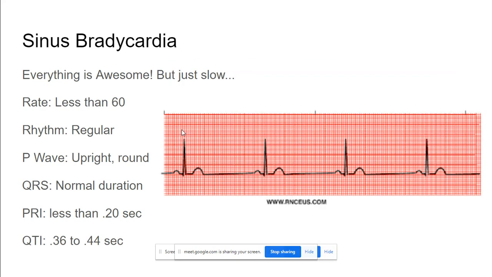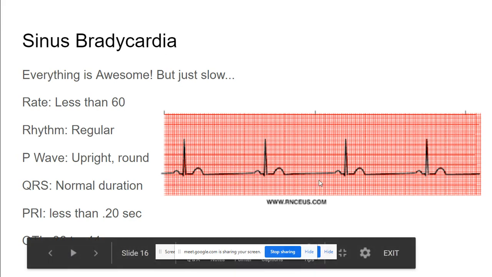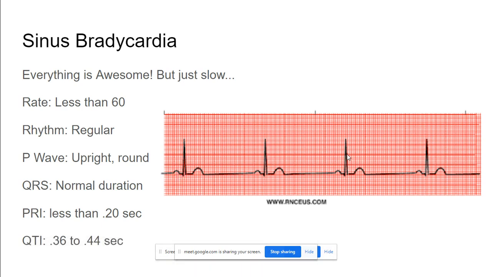Okay. Still coming from the sinus node, but just a little bit slower. So we still have pretty P waves here. We still have a nice QRS complex that's not too wide. Okay, it's just that there's not very many of them. It's less than 60 beats per minute. So this one's probably about 35 to 40 beats per minute if I guess off the top of my head.